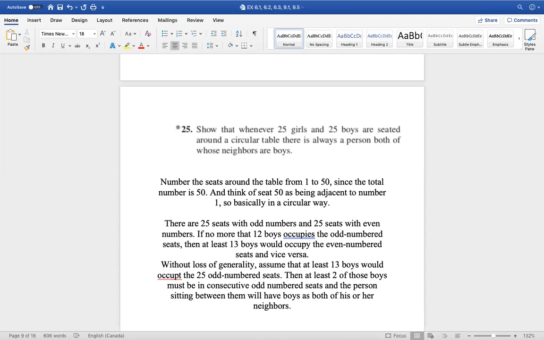Okay, so basically what we did is we have 25 boys and 25 girls, and then they're all sitting in a circular way. We numbered the seats between 1 to 50, and then we assume that there are 13 boys that are occupying the odd number seats. Because 1 and 50 are adjacent to each other, we can conclude that at least two of those boys must be in consecutive odd number seats, and the person sitting between them will have boys as both of his or her neighbors.